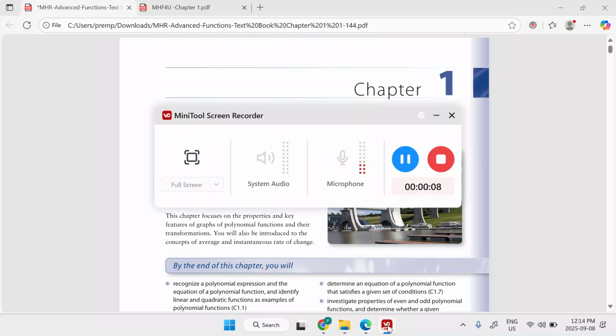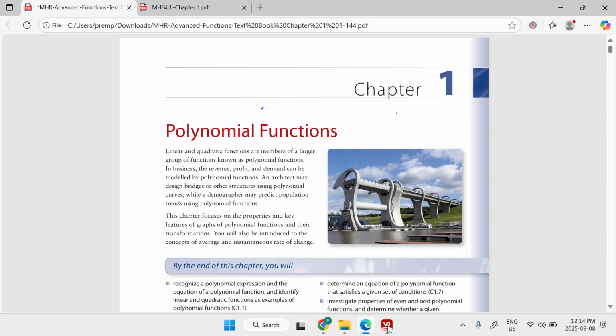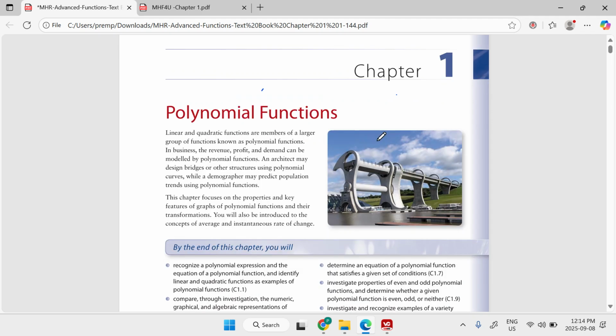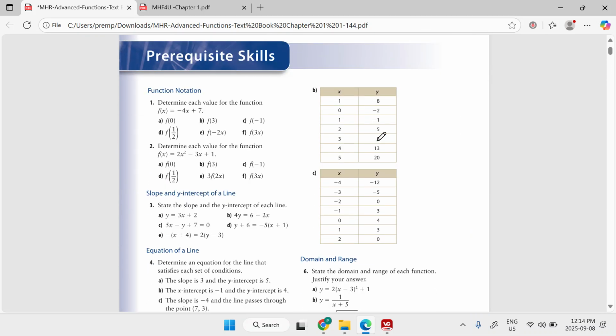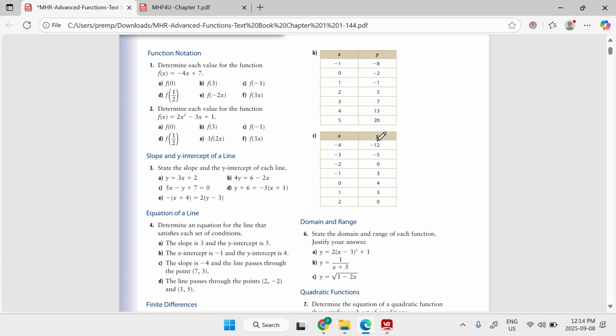So this unit is about the polynomial function. First we need to understand what polynomial functions are. So you can just do this prerequisite skill. These are very basic questions. Go through them.